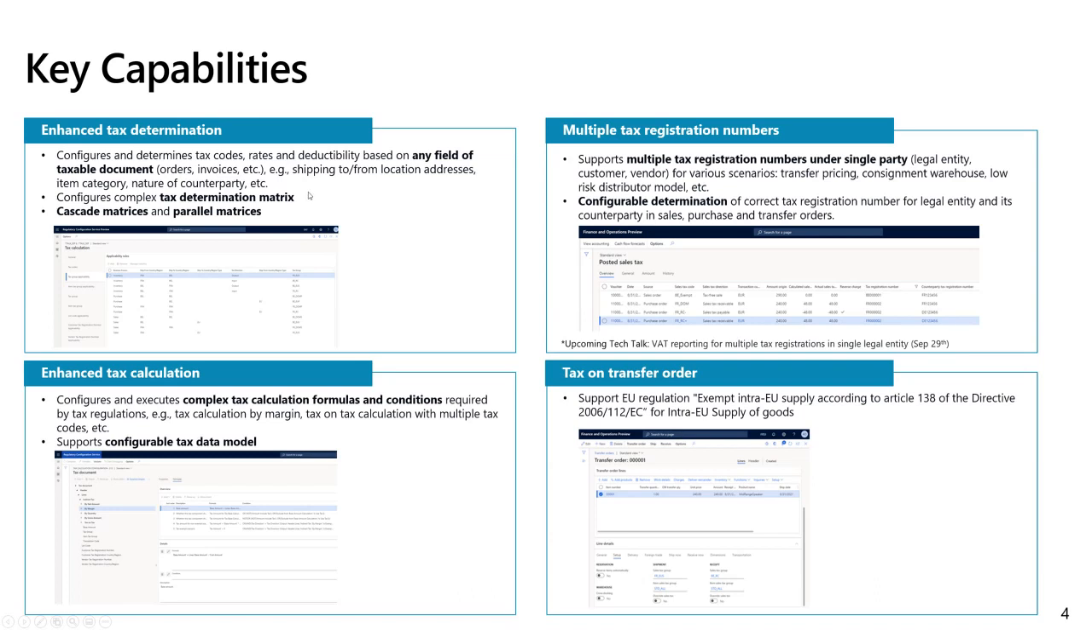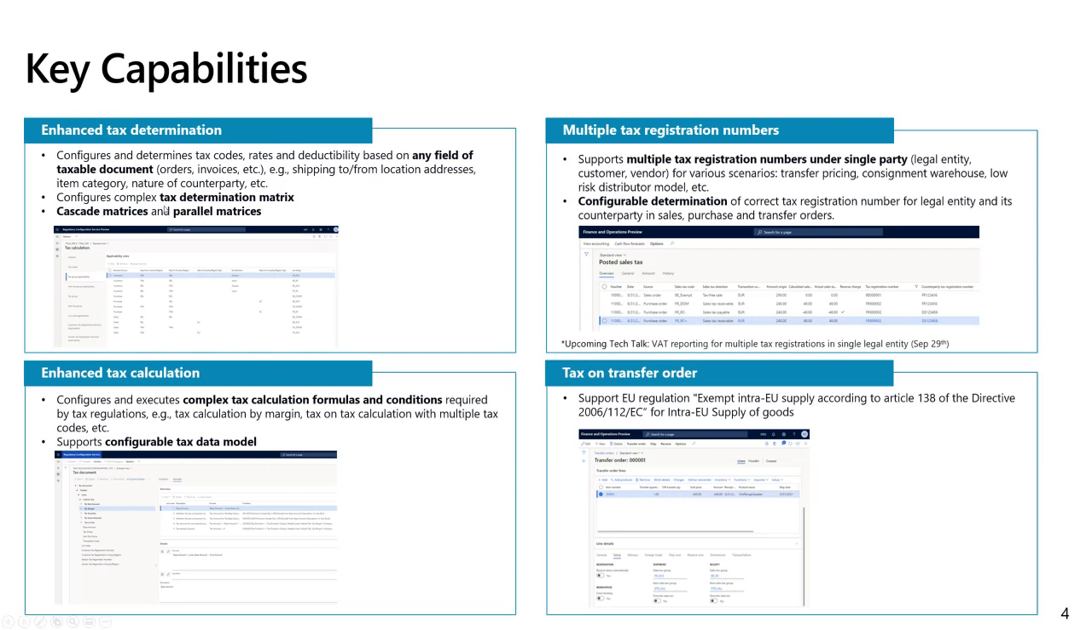For example, in Europe, one legal entity may have multiple VAT registrations in different countries. So even when they ship goods to the same customer at the same address, if they ship the goods from country A, then the tax rate and the tax code in country A should be applied. If they ship goods from country B, then the tax code and tax rate inside that country should be applied. So this requirement cannot be met in the existing tax engine. But within tax service, it's very easy.